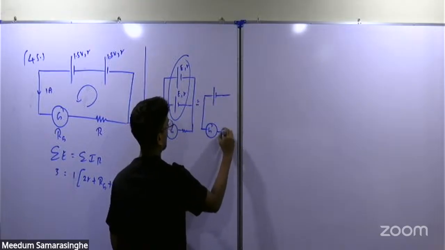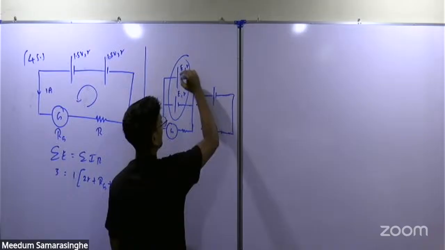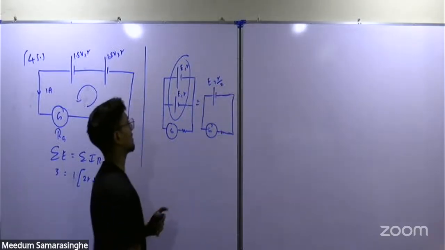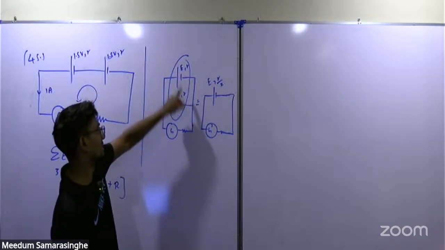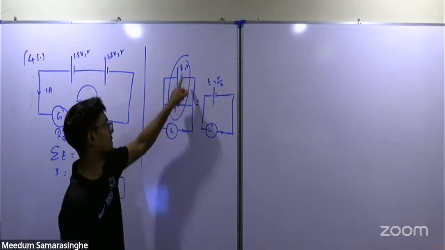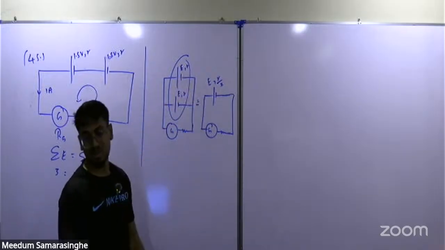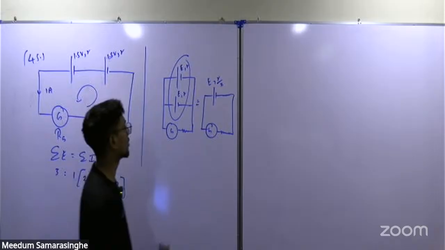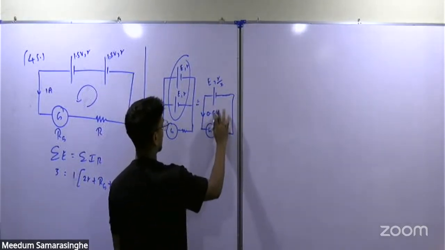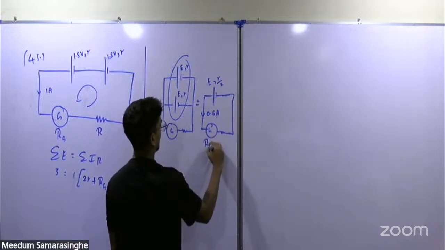This is G, this is R. Equivalent EMF is E, but the internal resistance becomes R over 2, half of this one. When two identical cells are connected in parallel, the EMF is E and the internal resistance becomes half. So E comma R over 2. Now the current is 0.6 amperes.